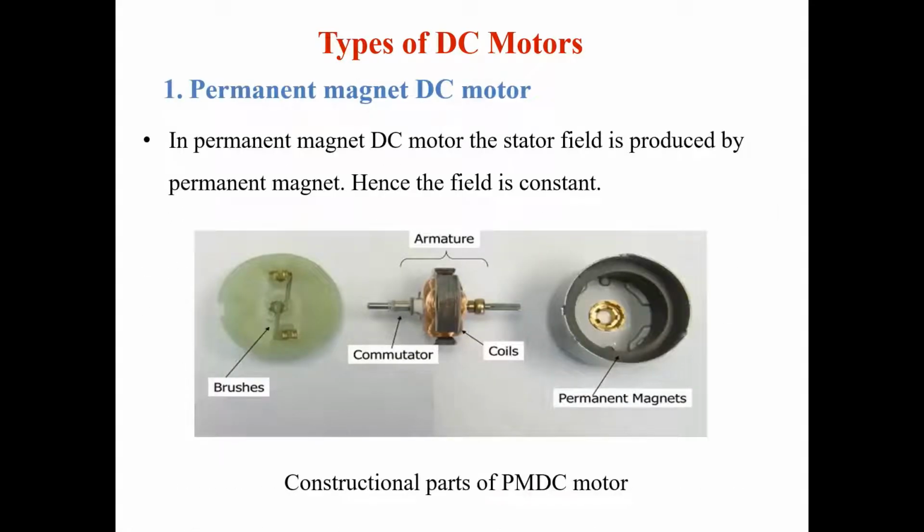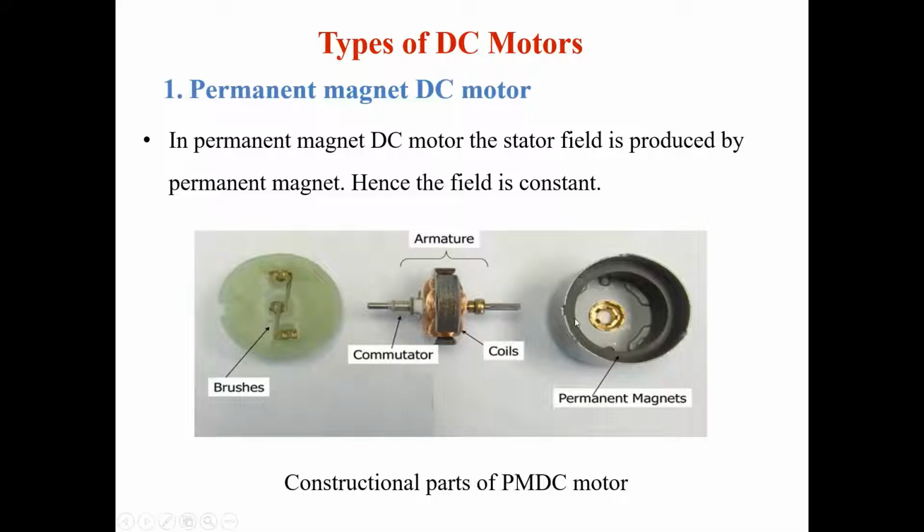So yeah, here as you can see, this is a permanent magnet DC motor, and there is no winding on the stator, as you can see here. So it is replaced by a permanent magnet. So this permanent magnet will be responsible to produce a magnetic field.